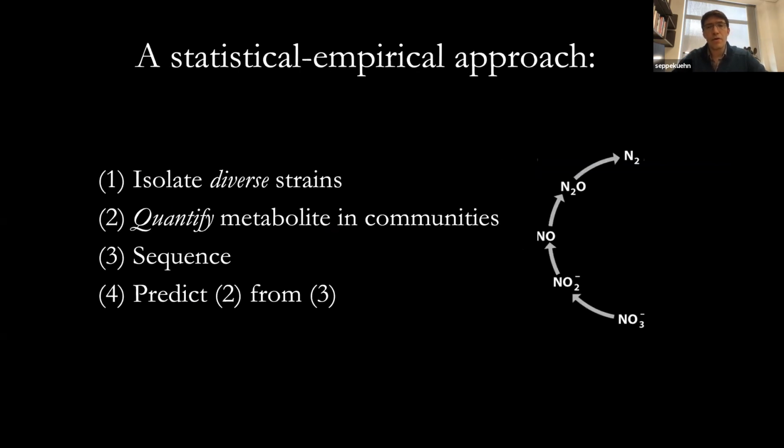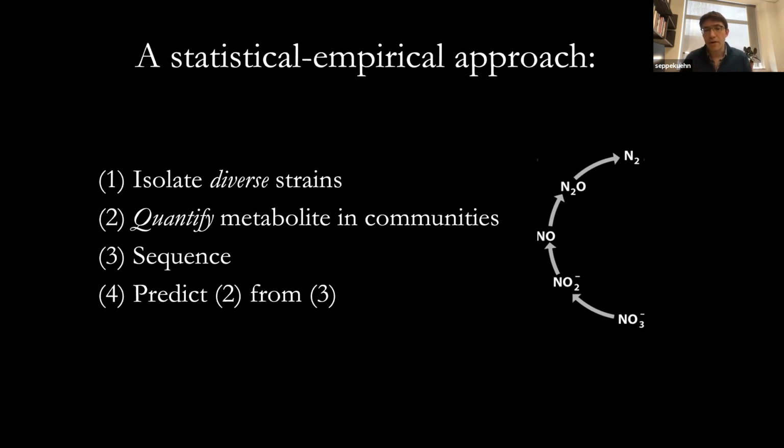And the approach we're going to take is what I would call a statistical empirical approach. And we're going to use this process of denitrification, which is so crucial to the global nitrogen cycle, as a model system. And the approach is important. So the first thing that we're going to do is go into the wild and isolate a diverse library of strains. And the reason that's important, of course, is that when we look at the structure of these communities in the wild, there's a massive amount of genomic and taxonomic diversity in these systems. So we need to try to capture that in some sense in the laboratory.